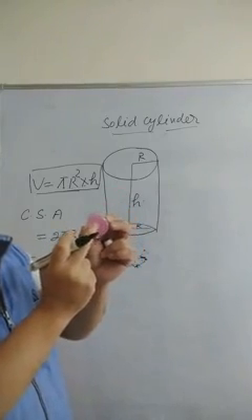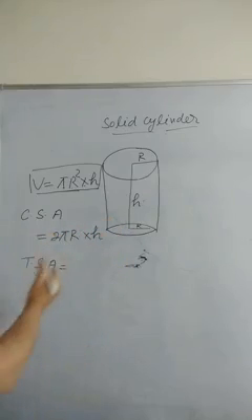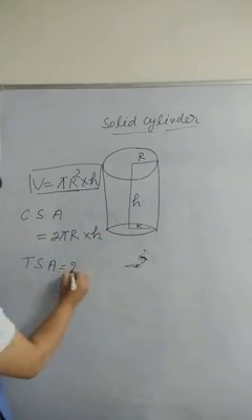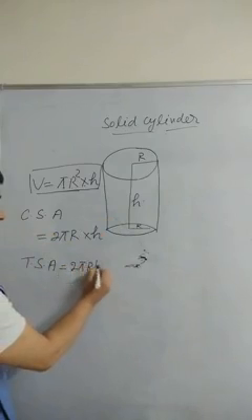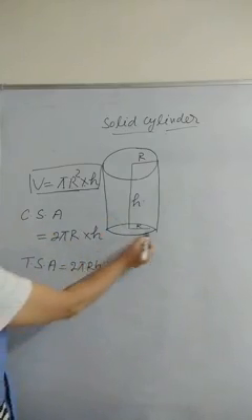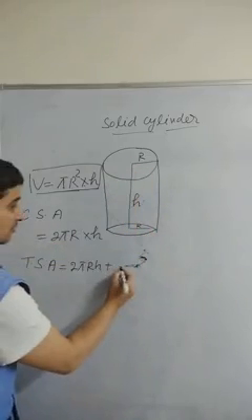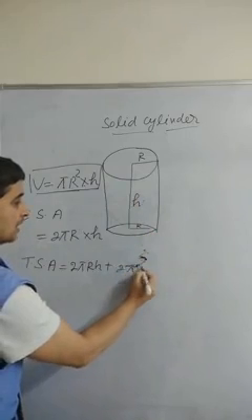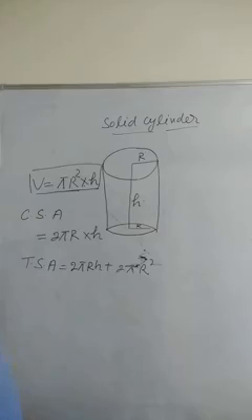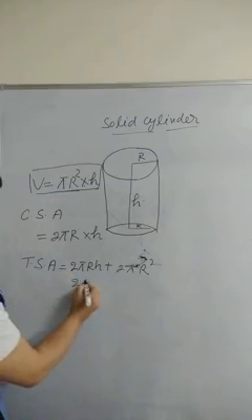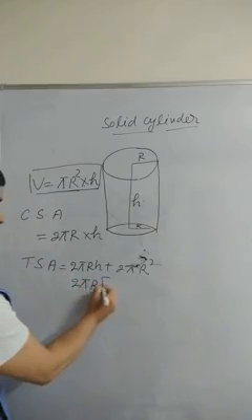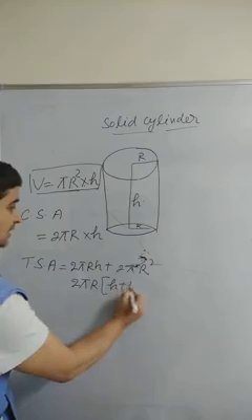So the area of the two circles you have to add. So the total surface area will be 2 pi r h, plus the area of the circular parts, pi r square and pi r square, which will be 2 pi r square. Now if you want, you can take 2 pi r as common, so it will be h plus r.